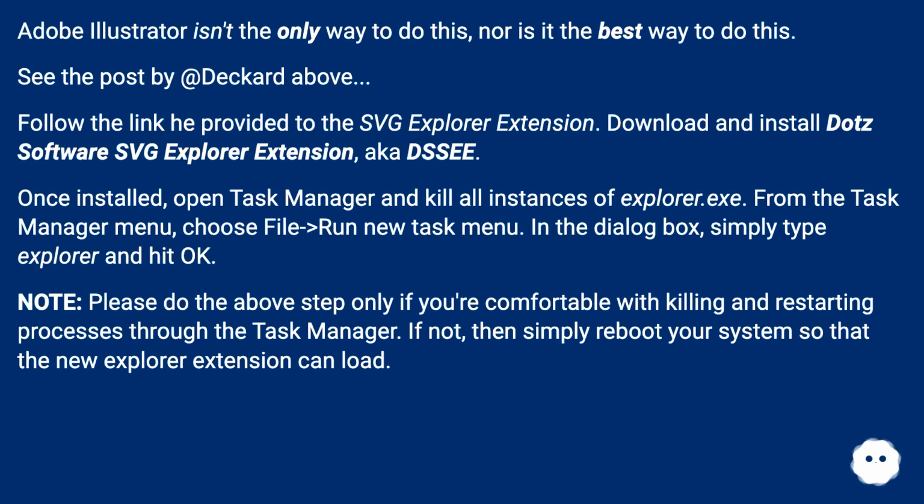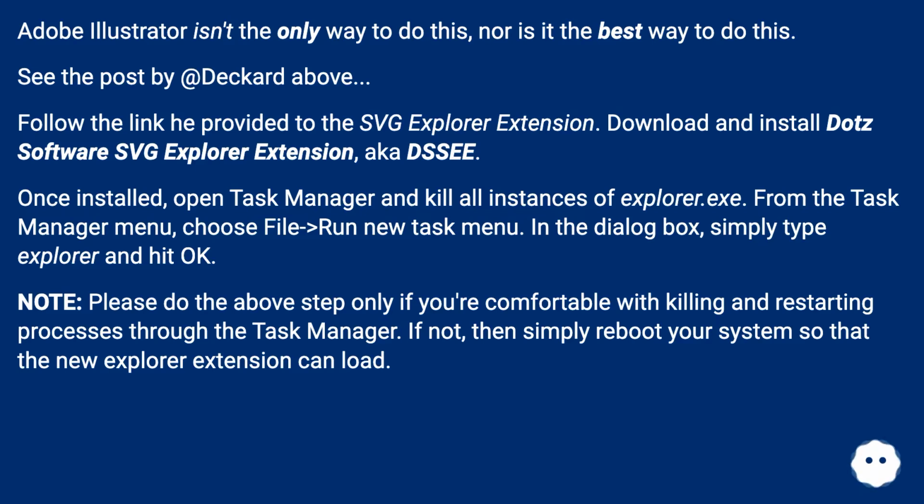Adobe Illustrator isn't the only way to do this, nor is it the best way to do this. See the post by Ed Deckard above. Follow the link he provided to the SVG Explorer extension. Download and install .software SVG Explorer extension, aka DSC. Once installed, open Task Manager and kill all instances of Explorer.exe. From the Task Manager menu, choose File, Run New Task. In the dialog box, simply type Explorer and hit OK.